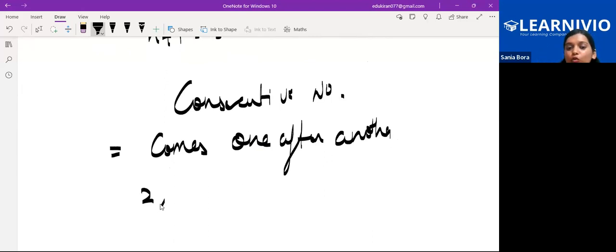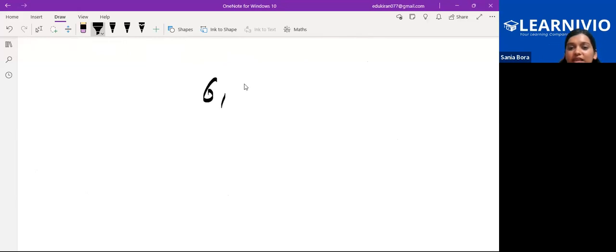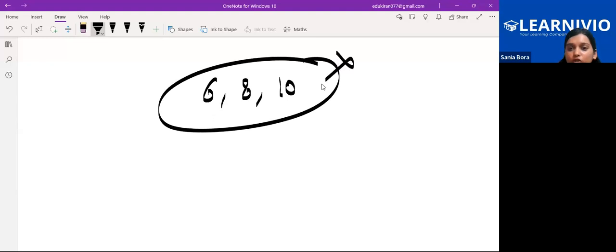For example, 2, 3, 4, 5, they are coming one after another. So they are consecutive numbers. But in case I write it like this, 6, 8, 10, these are not consecutive numbers because they are not coming one after another. Right? Got it?